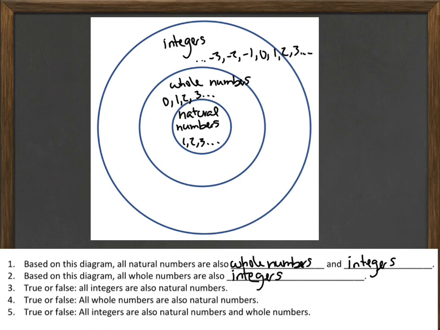So true or false, all integers, that's these guys, are also whole numbers. Is that true? Well, it's not true because, look, integers contain negative numbers, and those are not whole numbers. So this is false. True or false, all whole numbers, that's this, are also natural numbers. Well, it's false because 0, by definition, is a whole number, but it's not a natural number, so that is false. True or false, all integers, that's these guys, are also natural numbers and whole numbers. Again, that's false.